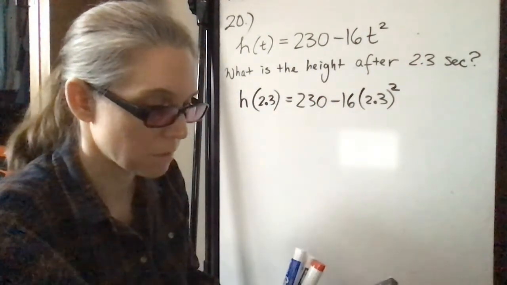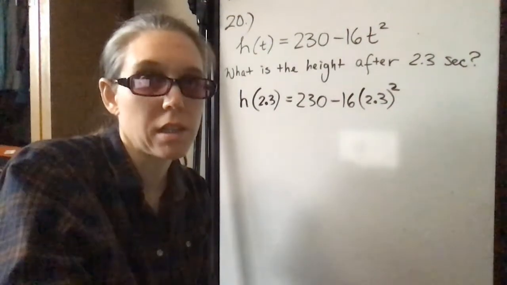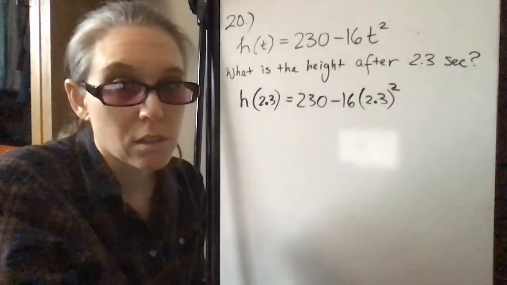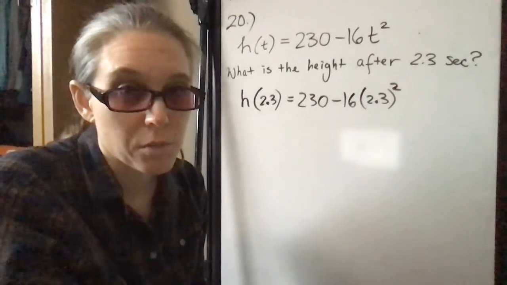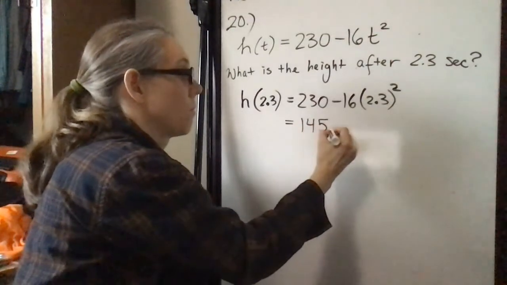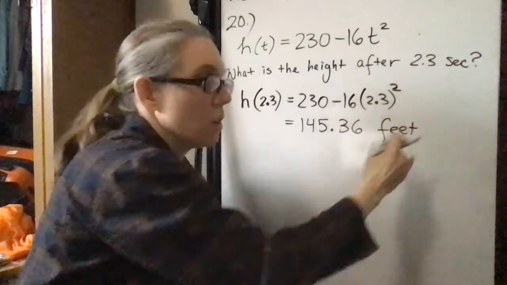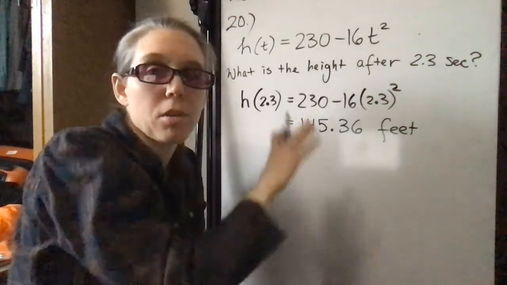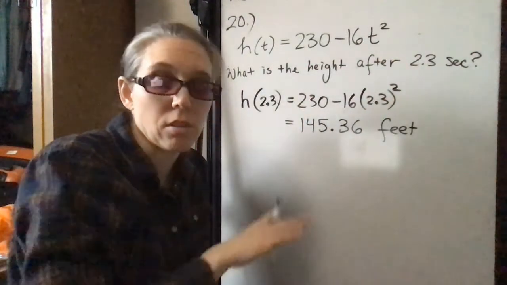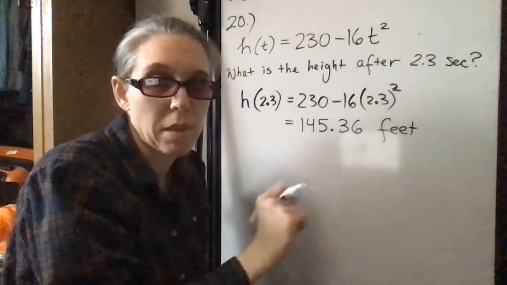And then 230 minus 16 times 2.3 squared. This one, it says that we can round to 2 decimal places. And so we should end up with 145.36. And we're going to label that as feet. And every time you show your work on paper, you also still enter your answers online. Make sure you do both, okay? So you have to answer online and you show your work, and those answers should match.